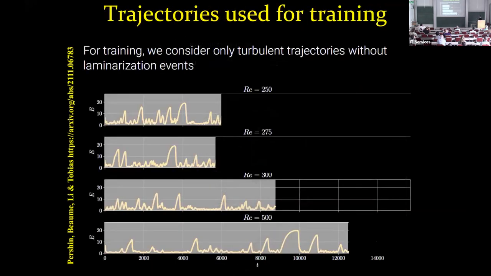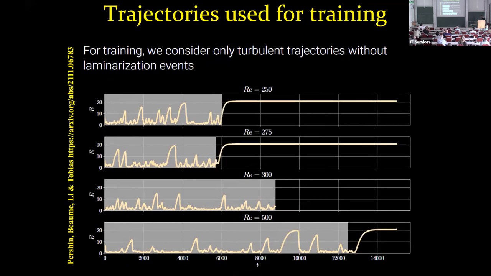Okay, so for training, we consider only the turbulent trajectories without any laminarization events. So depending on our Reynolds number, we pick either this as our time series, or this, whatever. And then we say to ourselves, what would it do if we try and predict what's going to happen? That's not what happens. That's what was going to happen. That is what really happens, okay?